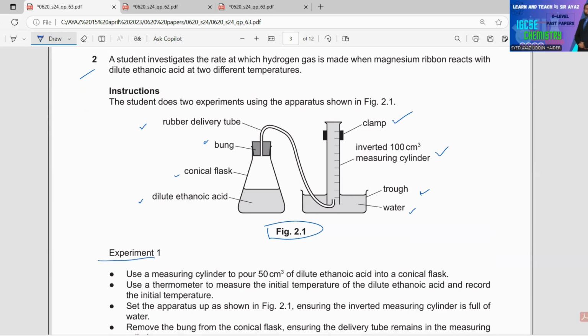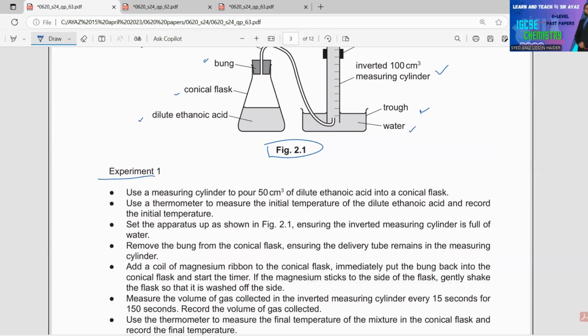Experiment 1. Use a measuring cylinder to pour 50 centimeter cube of dilute ethanoic acid into a conical flask. Use a thermometer to measure the initial temperature of the dilute ethanoic acid and record the initial temperature. Set the apparatus up as shown in figure 2.1, ensuring the inverted measuring cylinder is full of water. Remove the bung from the conical flask, ensuring the delivery tube remains in the measuring cylinder. Add a coil of magnesium ribbon to the conical flask. Immediately put the bung back into the conical flask and start the timer.